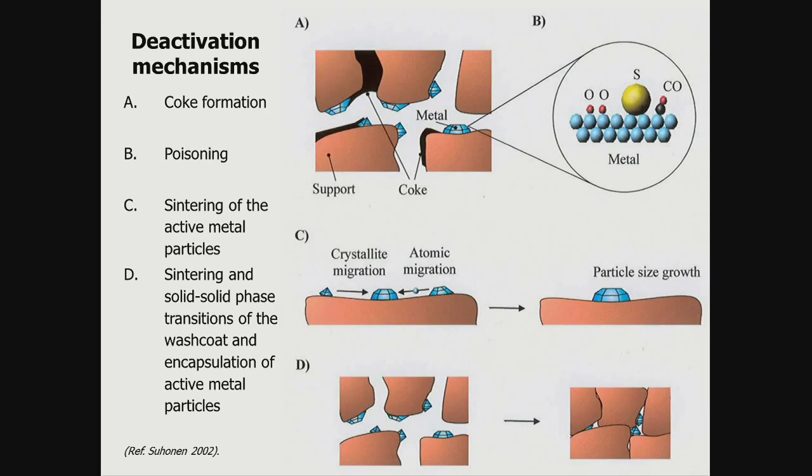And finally, what we've got is sintering and solid phase transitions, an encapsulation of metal sites. So what does that actually mean? It means this is our beautiful structure, here's all our active sites, and we did something really wrong. We heated it up a lot, we did some steaming on it, we've had it collapse. It's basically mechanically collapsed and stopped all access to the pores.